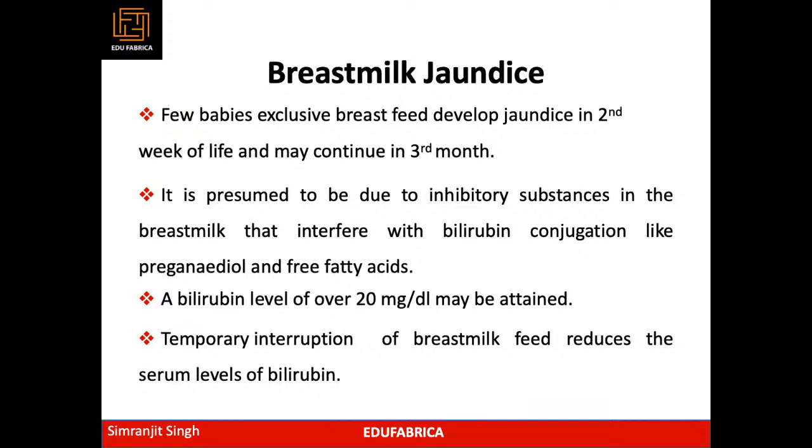This is also called breast milk jaundice. A few babies who are exclusively breastfed develop jaundice in the second week of life and it may continue into the third month. It is presumed to be due to inhibitory substances in the breast milk that interfere with bilirubin conjugation, like pregnanediol and free fatty acids, and a bilirubin level of over 20 milligram per deciliter may be attained, and temporary interruption of breast milk feed reduces the serum levels of bilirubin.